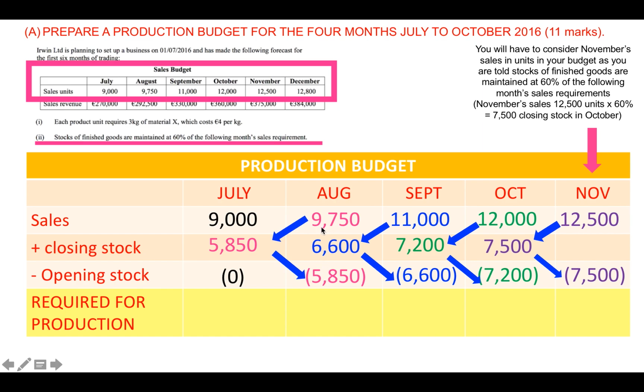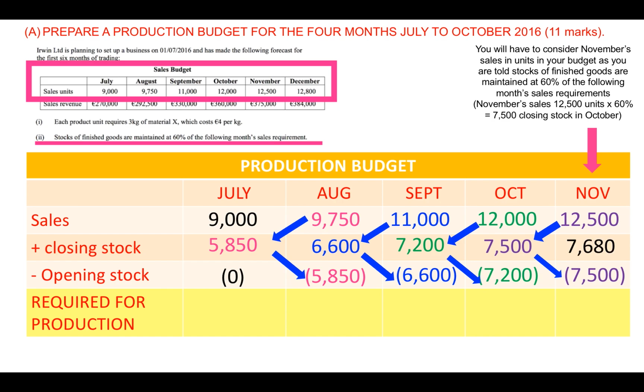So if we look here, August 9,750 multiplied by 60% is 5,850, which is July's closing stock. July's closing stock is August's opening stock. We take away the opening stock because we do not need to produce the opening stock. The opening stock is already in existence there. It already exists. We do not have to produce that again.